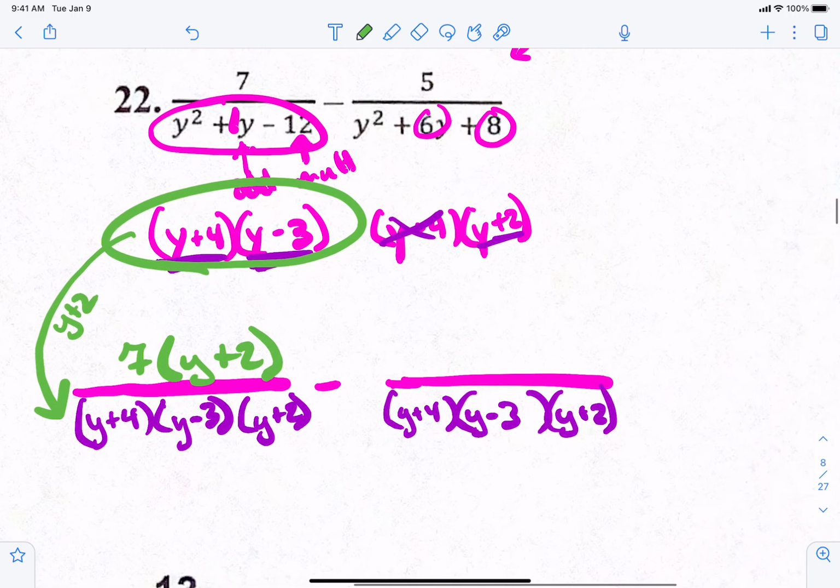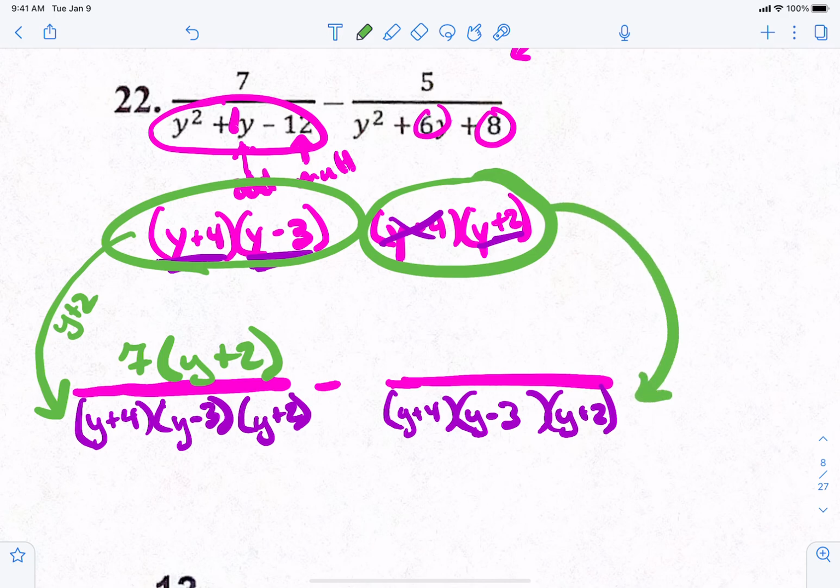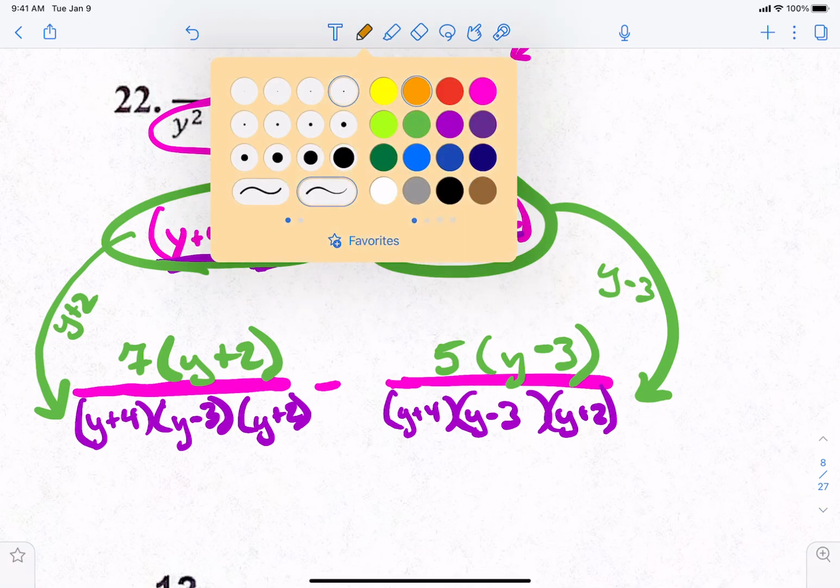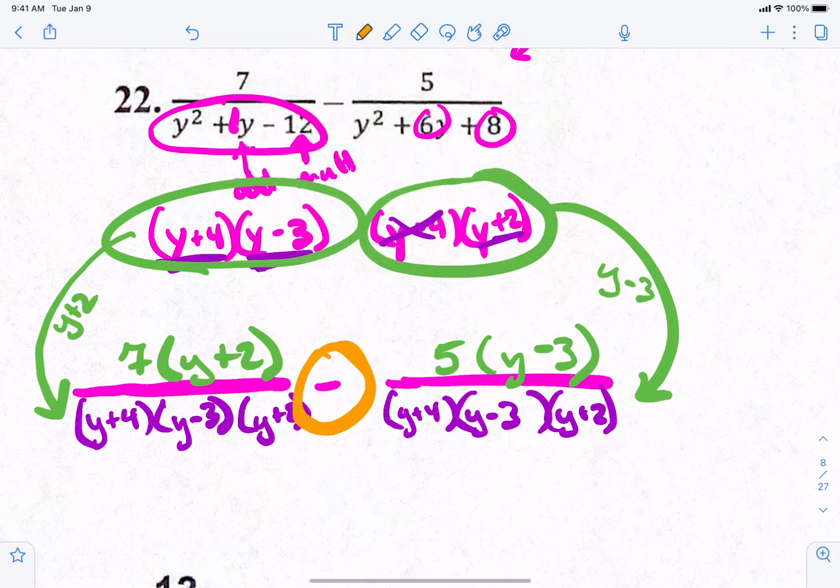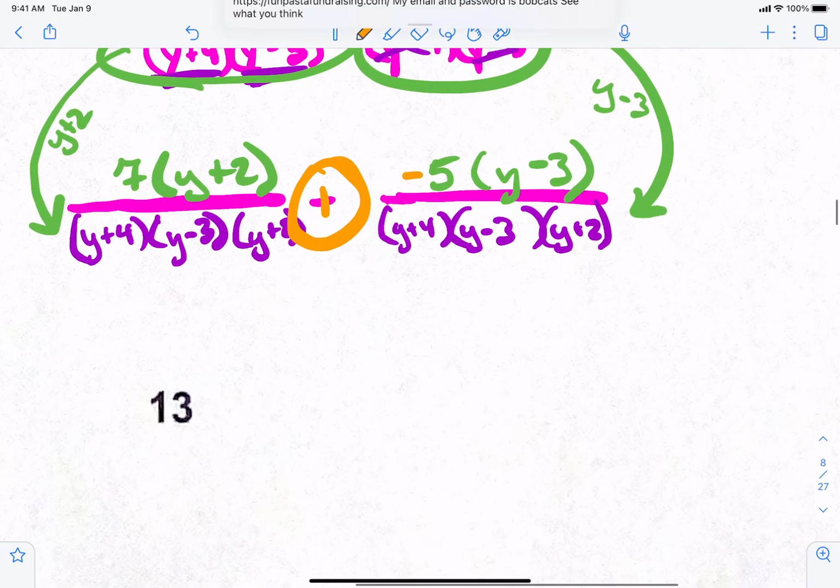Now looking at the right side one, what does he not have that he needs? Y minus 3. So what do you do with the y minus 3? Take it times 5. Since it's minus, everybody watch that. Since it's minus, you're going to change this to a plus and you're going to change the 5 to a negative. Okay? Now let's just do the tops.